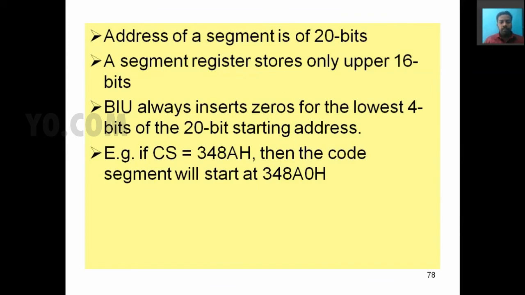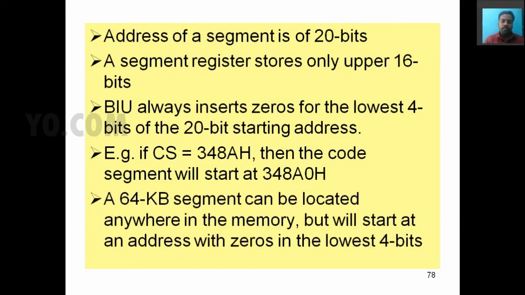For example, if the code segment starting address equals 348A, where H represents hexadecimal, then the code segment starts at 348A0H. A 64 KB segment can be located anywhere in the memory, but will start at an address with 0 in the lowest 4 bits. That is a segment address.